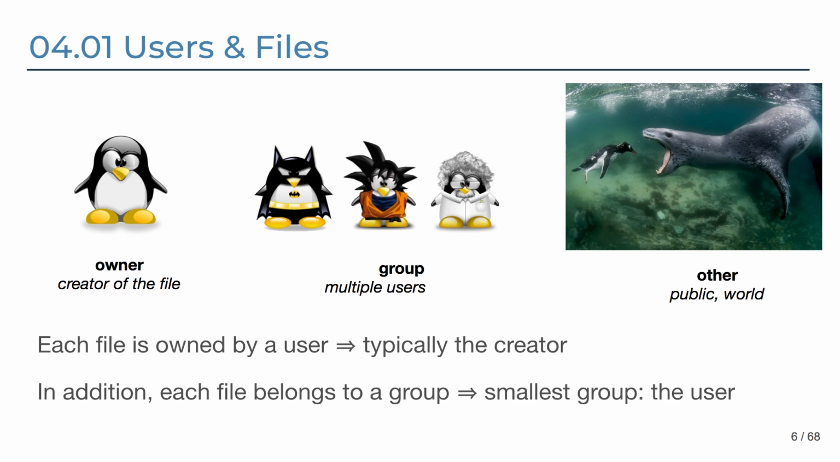Each file is owned by a user, which is typically the creator. I say typically because there's one exception where a file can be owned by someone other than the creator, and that's if the root account decides to transfer ownership to another user. But of course you need root permissions to do that. And in addition, each file also belongs to a group, and the smallest group that exists on Unix is just one user.